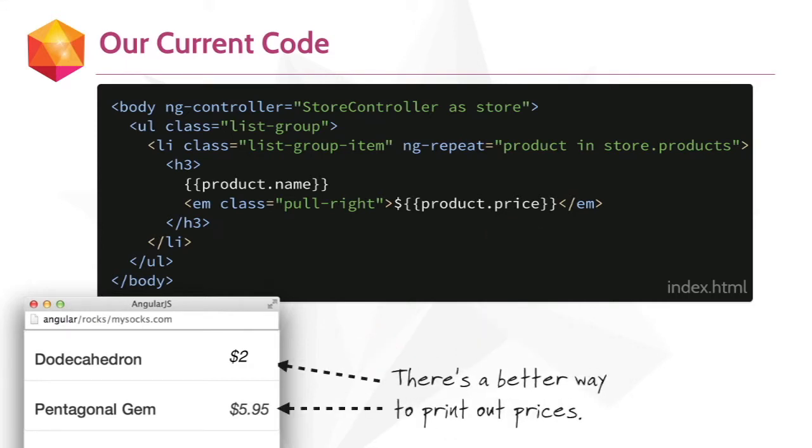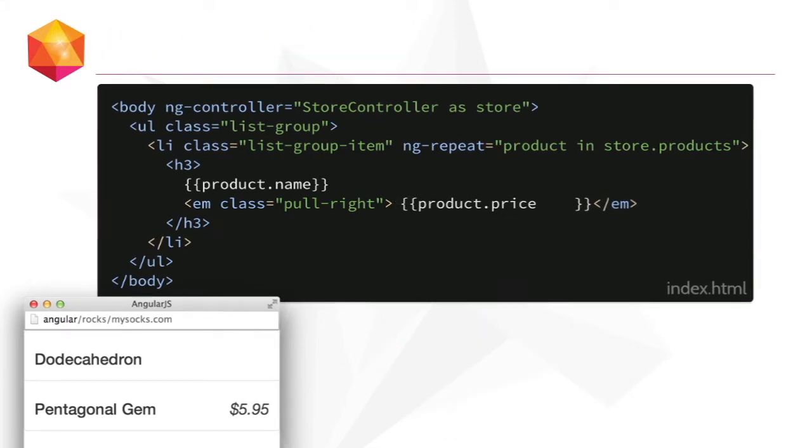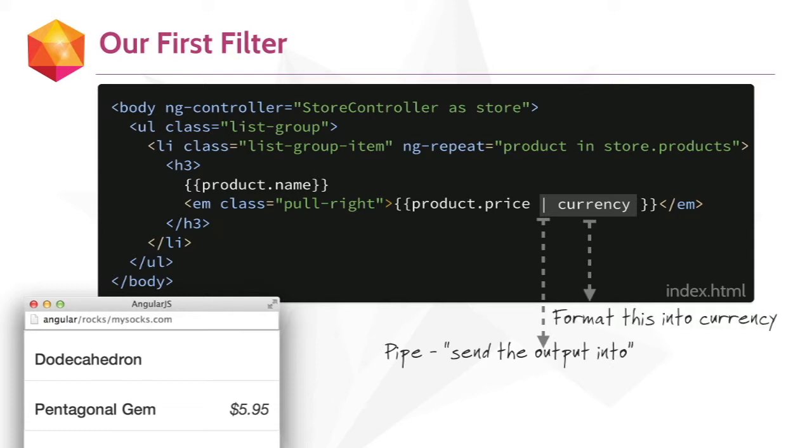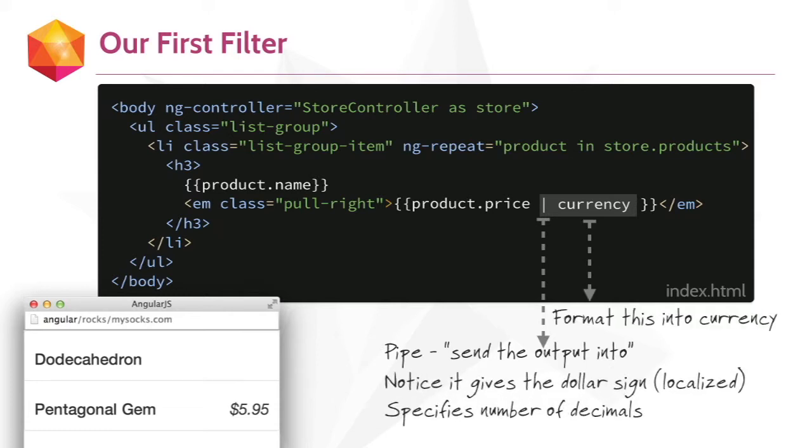Luckily, Angular has a better way to deal with currency. We can use the currency filter in our price expression. Notice here, between these two calls, we have a pipe. The pipe says, take the result of the first expression and send the output into the second expression, which in this case is a filter. Currency will print out the proper $ sign, localized, and will also give us the correct number of decimals. So now when we call up this page in our browser, we can see that our currency is properly formatted.